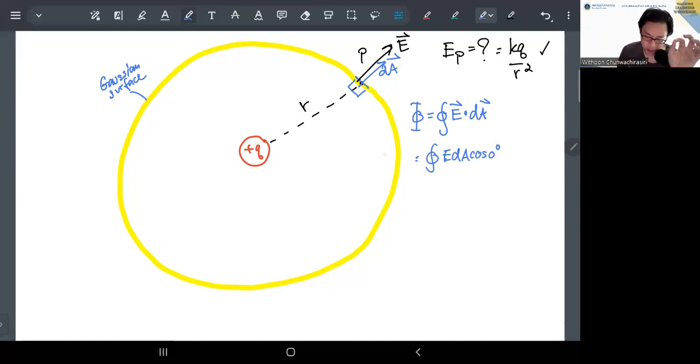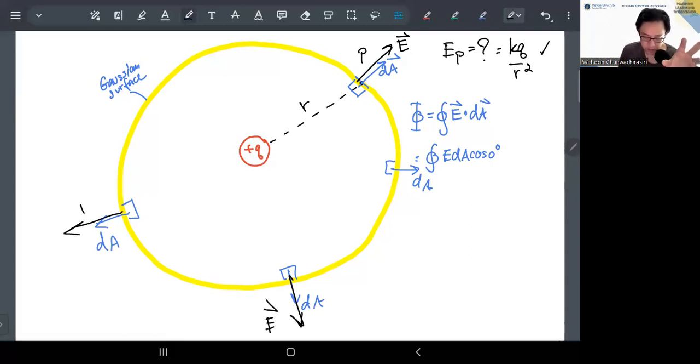Because if you want to do this wherever you want, dA here, dA there, it doesn't matter. They're going to point out in the radial direction. And because the electric field is supposed to point out equally in all directions as well, because we cannot tell which is up, which is down, which direction is left, right, there's no reason that there will be any particular direction that the electric field is stronger than the other direction. So that means the electric field is supposed to have equal magnitude in all directions as well. So E is supposed to be just a constant value on this surface. I can pull it out from the integral.